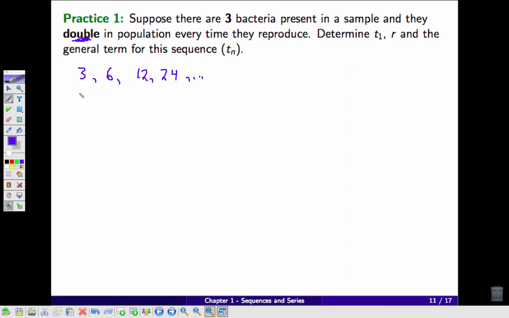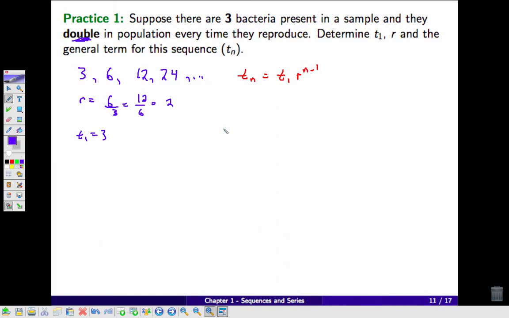Right? So therefore r, what do you think r is here? 6 divided by 3 is the same thing as 12 divided by 6, and 24 divided by 12, you can keep going, but that's going to be 2. T1 is 3. This question's asking you to find Tn, right? And Tn, your formula, is T1 times r to the n minus 1.